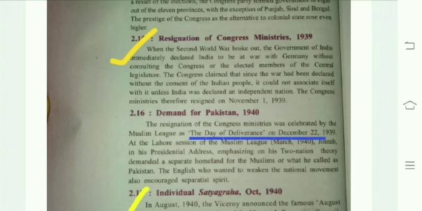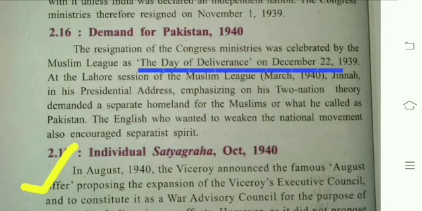After this we have the Demand for Pakistan, 1940. The Muslim League celebrated the resignation of Congress ministries as the Day of Deliverance on December 22, 1939. And the Muslim League held a session in Lahore in March 1940, whose president was Jinnah, that is Mohammad Ali Jinnah, demanding a separate homeland for Muslims, and the British encouraged it to weaken the nationalistic spirit.